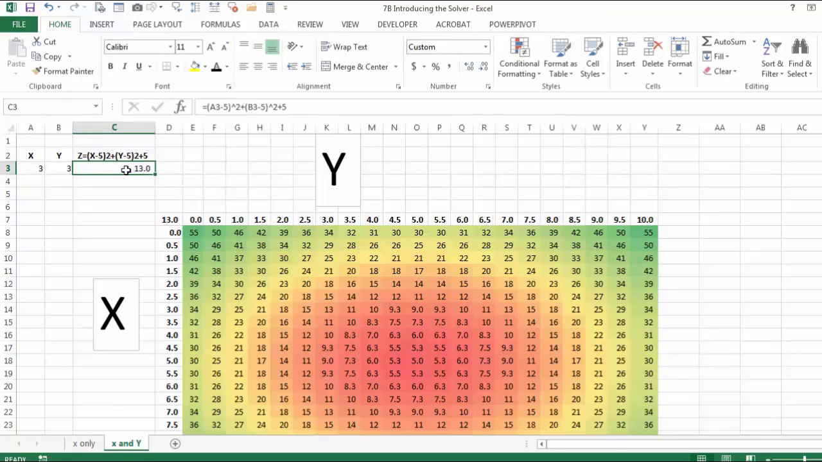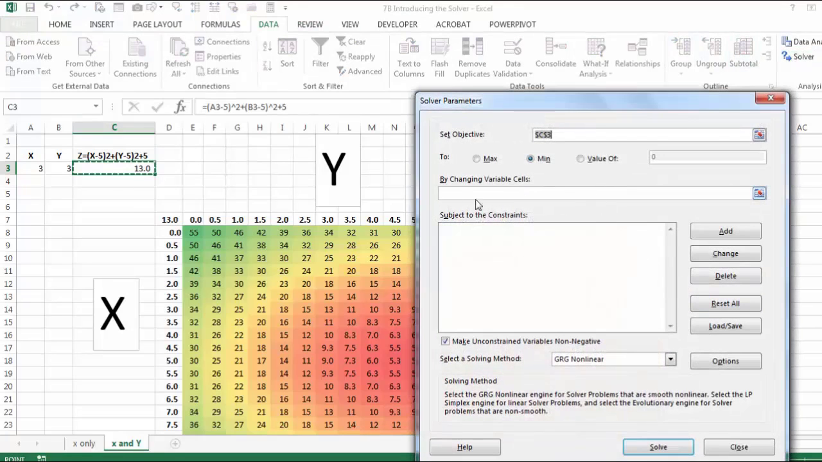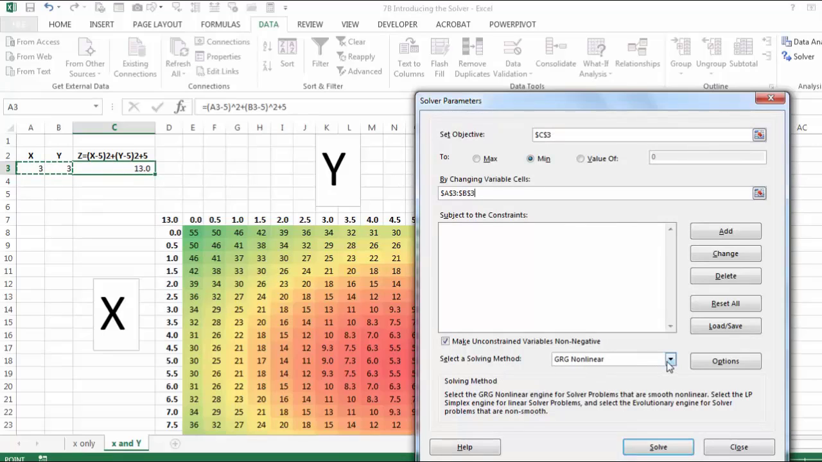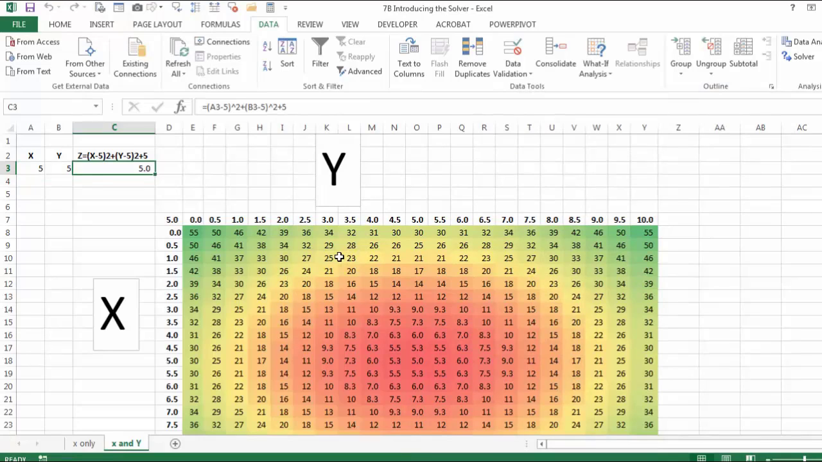So you click on this objective function and you go to the data solver and you say that you want to minimize C3, and now we have two changing cells, these two. Make sure that it's nonlinear, and when you solve it, it's going to give you the same solution that I just showed you in a very elaborate way of getting. When you say OK, you'll find out that the minimum value is when x is equal to 5, y is equal to 5, and the equation is also equal to 5.